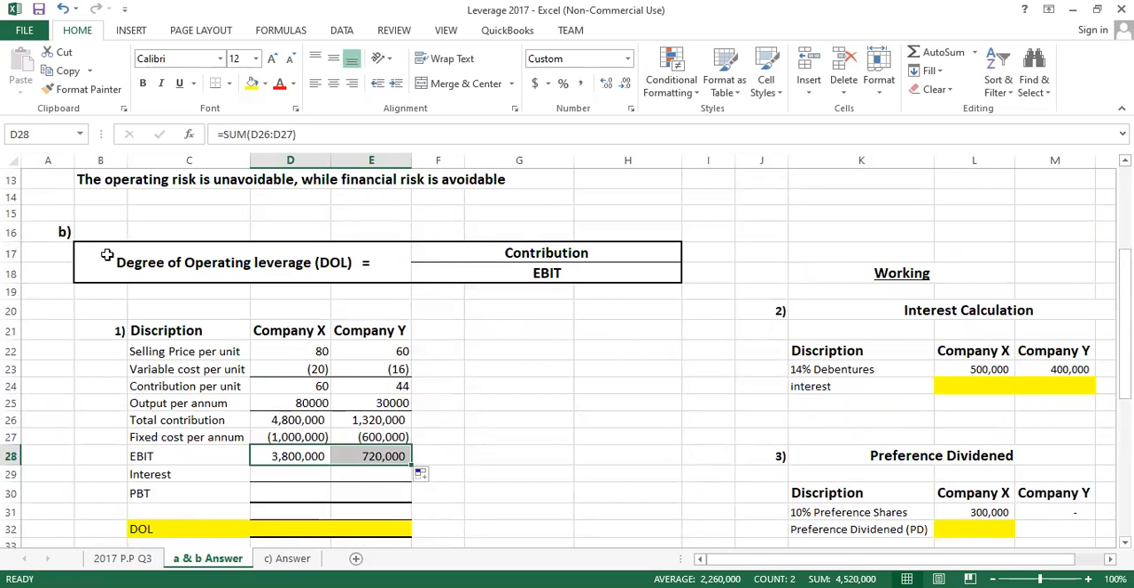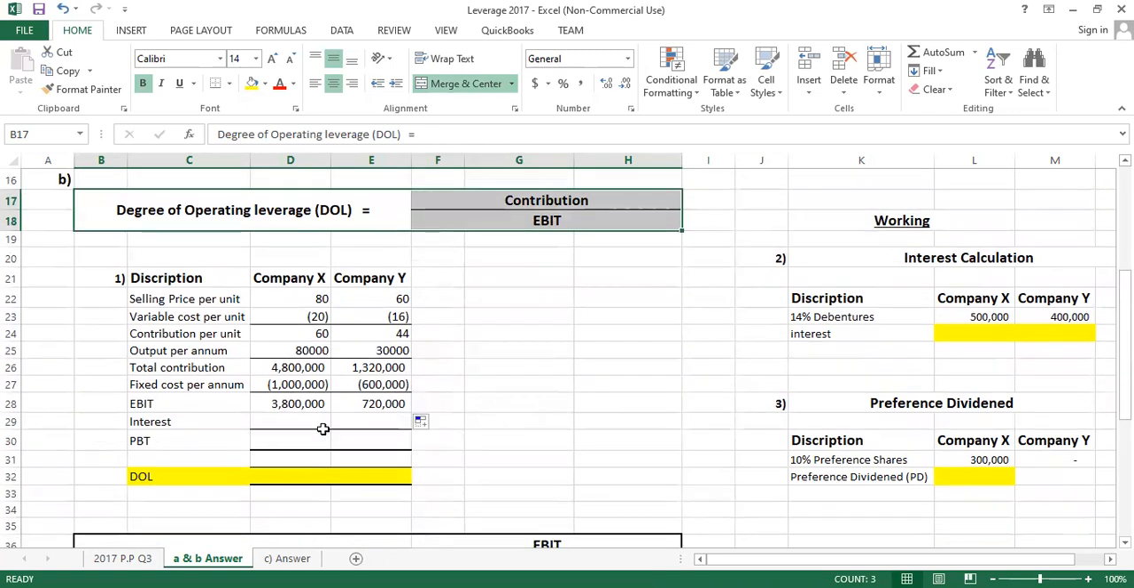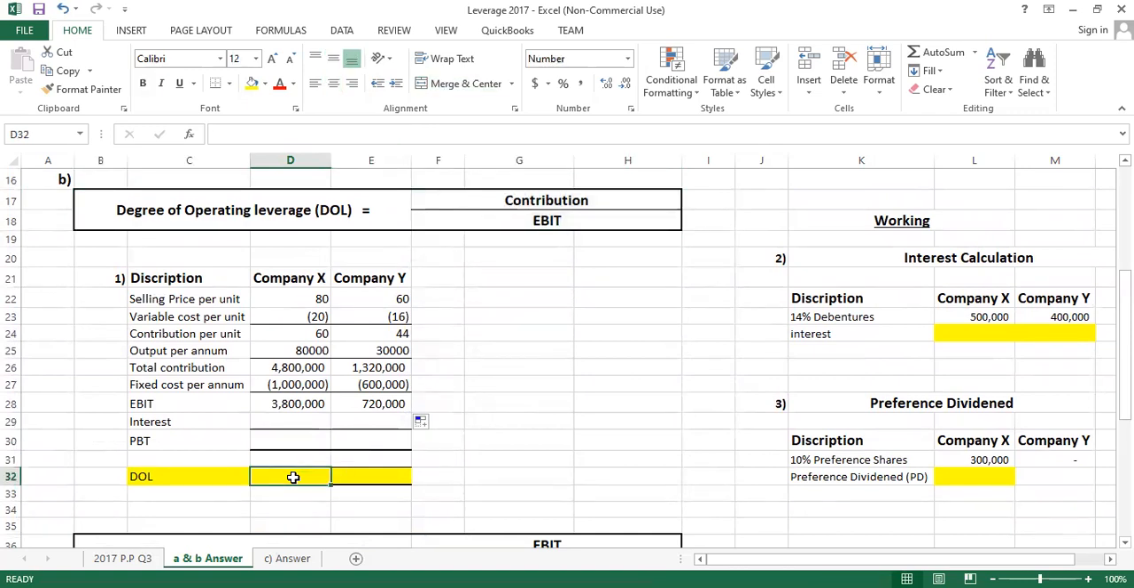So contribution and earnings before interest and tax are calculated. Then apply this formula to calculate the operating leverage. Let's see how to calculate the operating leverage. Company X equals contribution 4.8 million divided by earnings before interest and tax. So company X operating leverage is 1.26. Likewise, company Y operating leverage is 1.83.